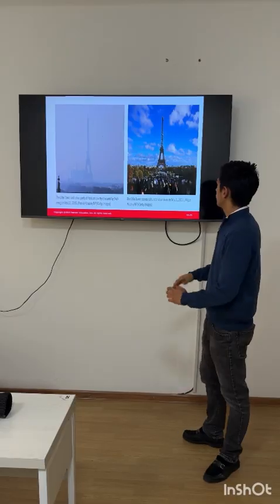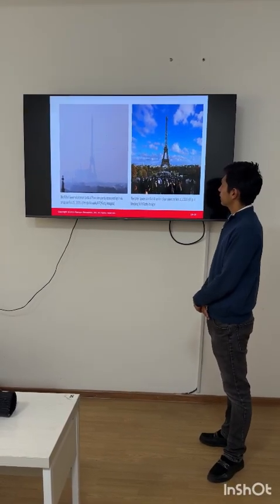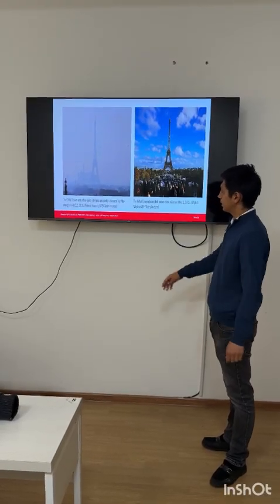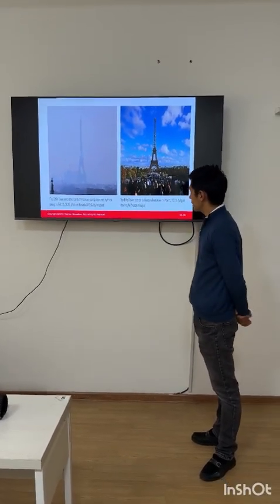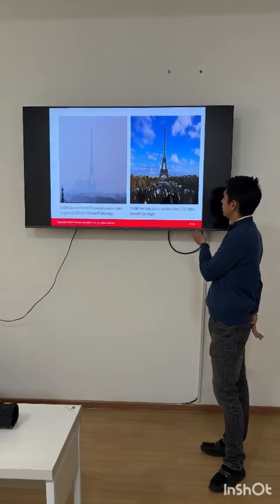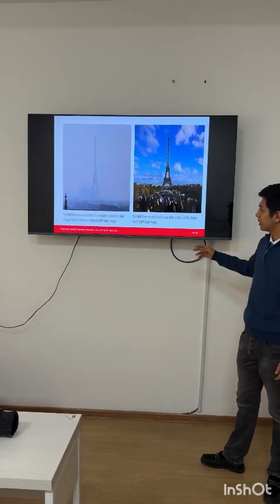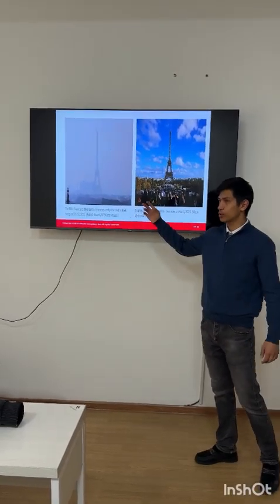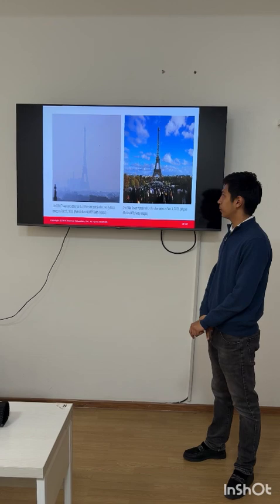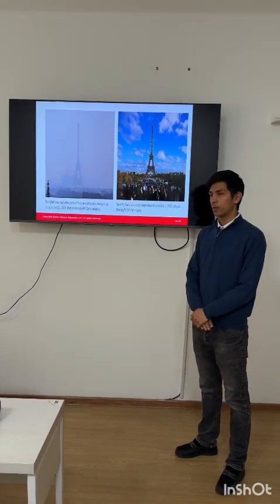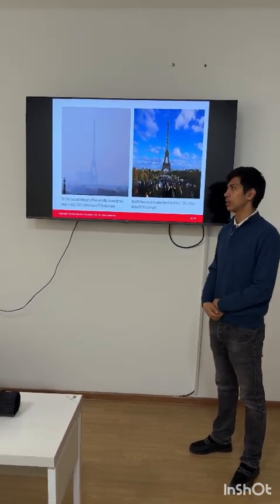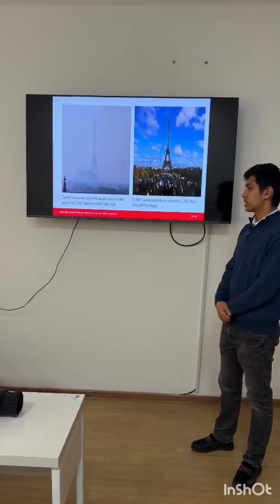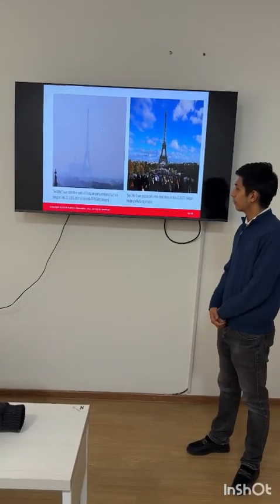Also, you can see the condition of the air in 2015 and 2023. You can compare, and there is a big change. Even the Eiffel Tower was not visible to people from 10-15 kilometers away, and now, as you can see, it's in such a nice condition.